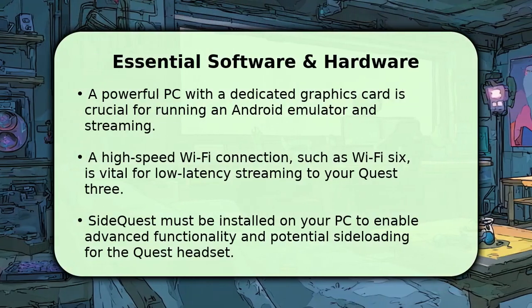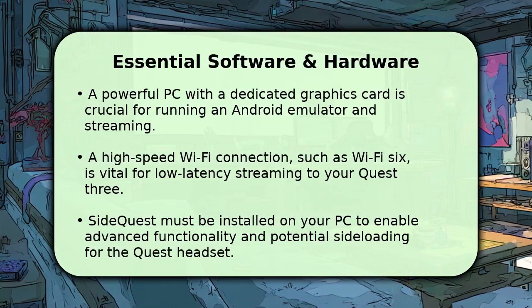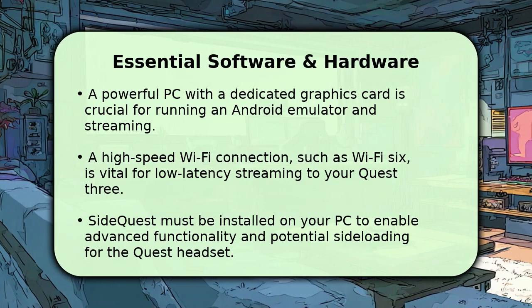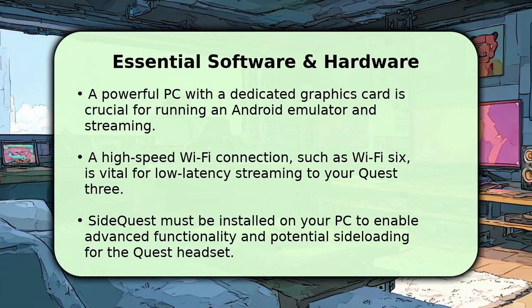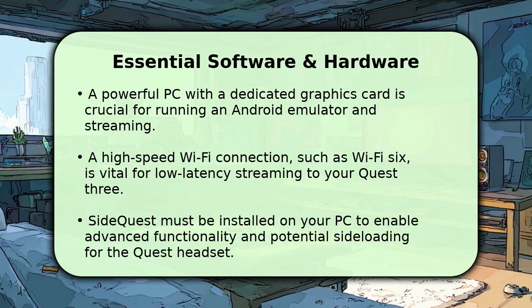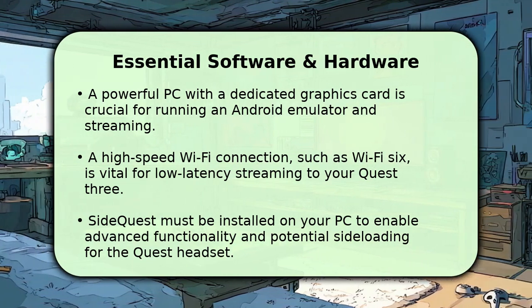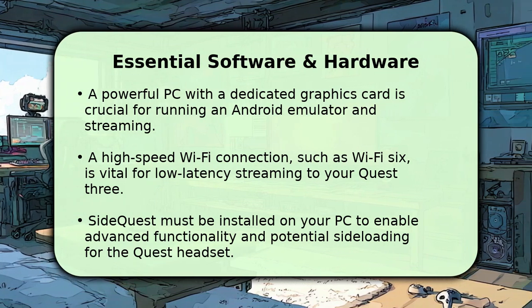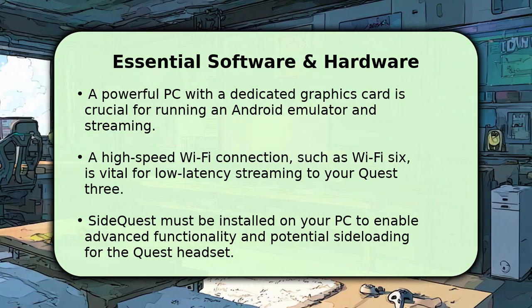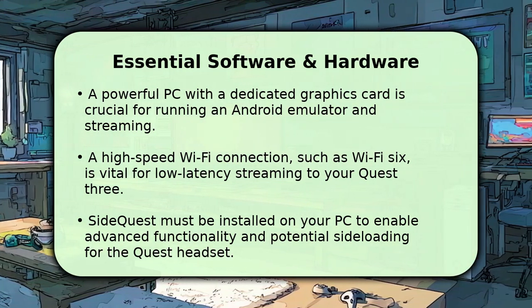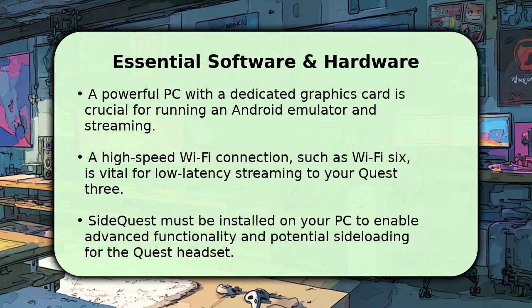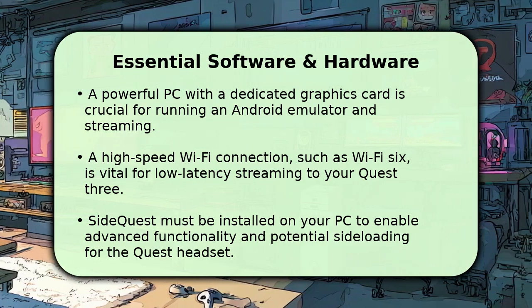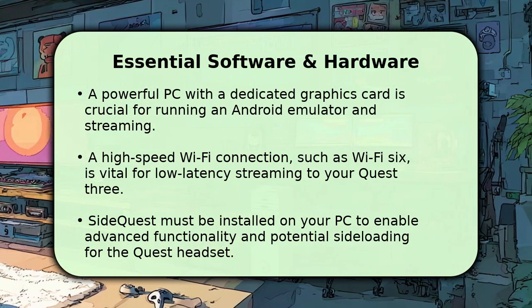To begin, gather your essential tools. A powerful PC, preferably with an NVIDIA RTX 3060 or better graphics card, is crucial for performance. You will also need a stable, high-speed Wi-Fi 6 connection to your Quest 3, ensuring minimal latency. We will then install SideQuest on your computer, a vital application for advanced Quest functionalities. These foundational steps pave the way for a seamless and engaging VR gaming session.